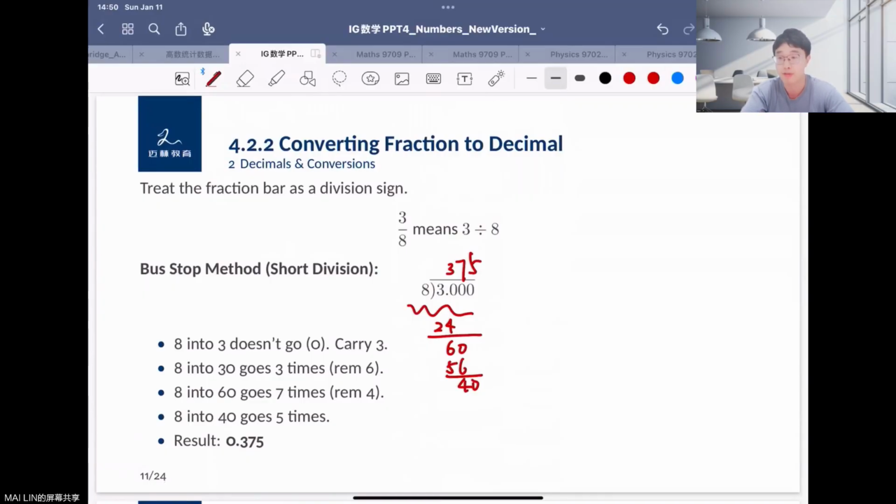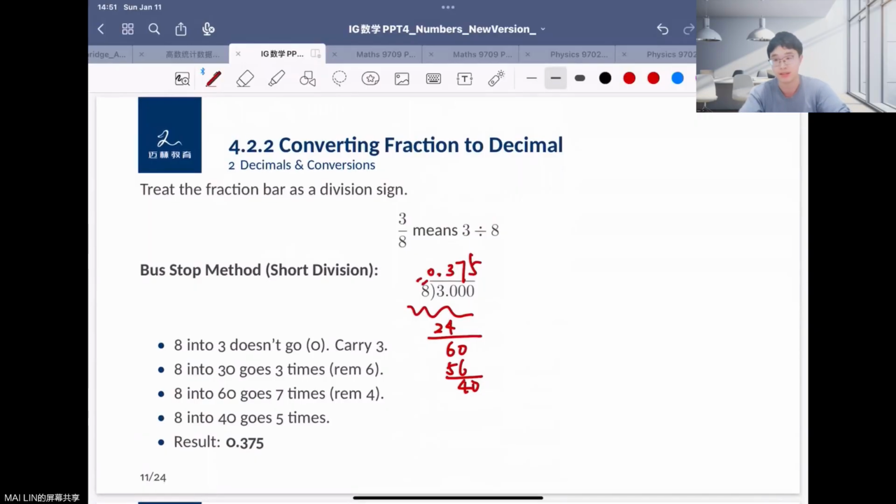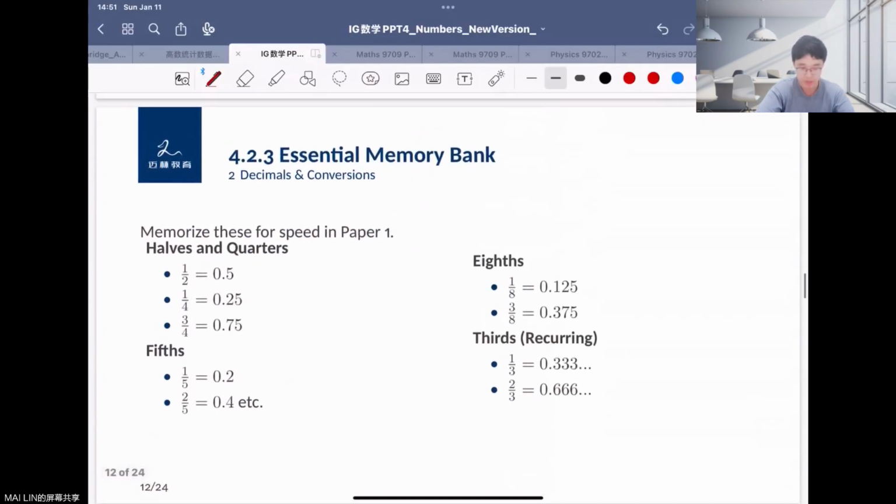Whatever method you are using, please remember that you have to use the numbers to do division, and you can translate it into decimal places like this. So we can say 3 divided by 8 also equals 0.375. Here you can make a short memory for this: a half equals 0.5. You have to remember this because it normally happens in IGCSE past papers. 1/4 equals 0.25 and 3/4 equals 0.75.